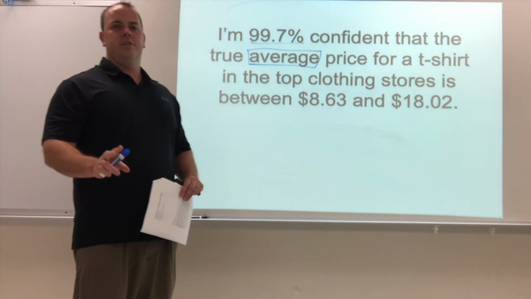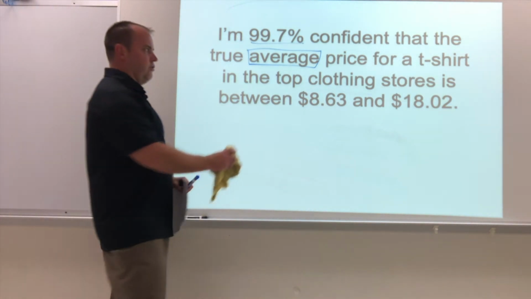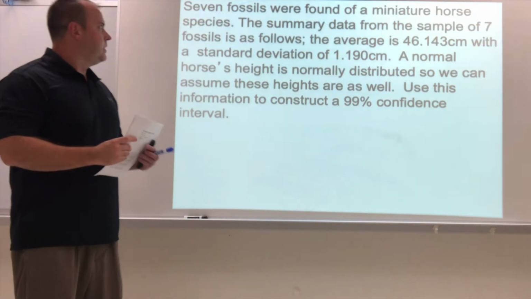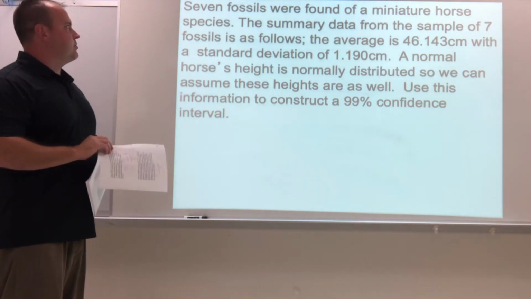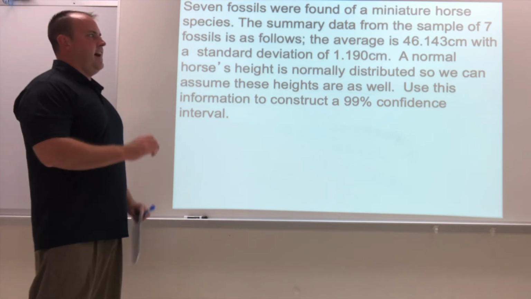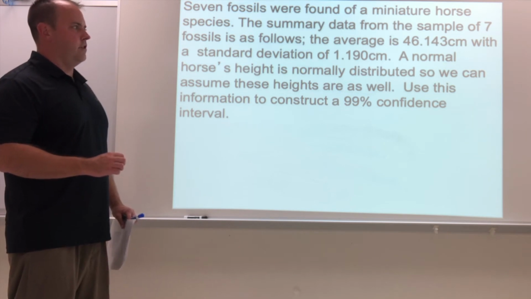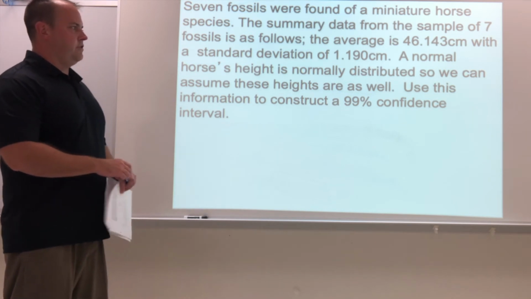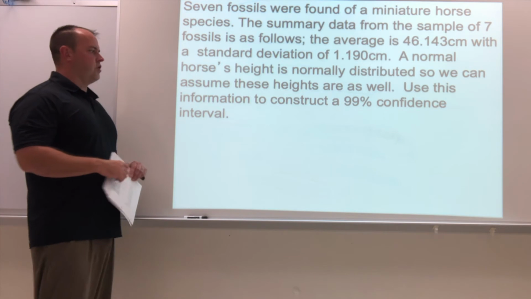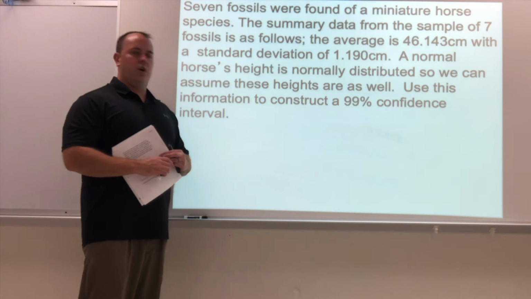Okay, now that was an example with the 68-95-99.7 rule. I want to do one more example using the chart to find the critical value. Okay, so this time, 7 fossils were found of a miniature horse species. The summary data from the sample of 7 fossils is as follows. The average is 46.143 centimeters with a standard deviation of 1.190 centimeters. A normal horse height is normally distributed, so we can assume these heights are as well. Use this information to construct a 99% confidence interval. So this time it's giving us our summary stats.